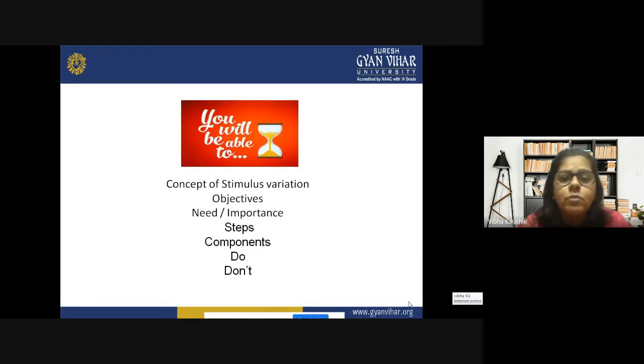The learning objectives of today's topic are the concept of stimulus variation. You will be able to know what the concept of a stimulus variation skill is. Objectives: what are the different objectives of stimulus variation skill? Need and importance of stimulus variation skill. Steps that have to be followed when we are talking about the stimulus variation skill. Components: what are the different components of stimulus variation skill? And do's and don'ts of stimulus variation skill.